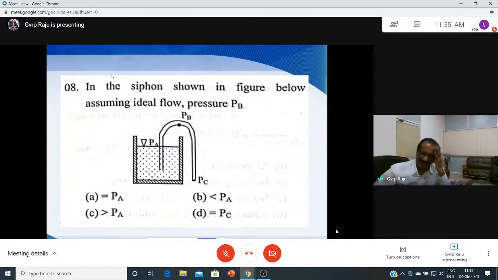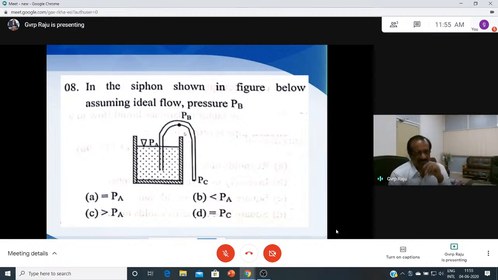Another simple problem here: in a siphon as shown in the figure below, assuming ideal flow, pressure P. So go back to your fundamentals. What happens when you go up, you have given negative sign, and when you go down, positive sign. What is the reason for that? While writing the gauge equation in the pressure chapter, if you remember, without doing anything, with simple common sense and logic, you can straight away give the answer for this question. Not necessary to apply Bernoulli's equation and find out the answer.